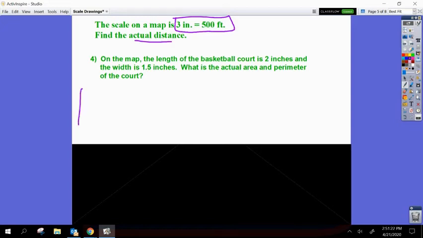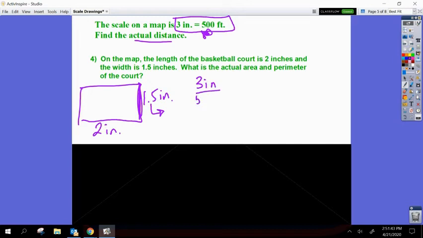So this one is a multi-step problem. I'm going to draw the map picture of the basketball court. This is 1.5 inches, and this is 2 inches. This is the map, but I'm going to find out what the actual length is by using my proportion. I know, based on the scale up here, 3 inches is the same as 500 feet.